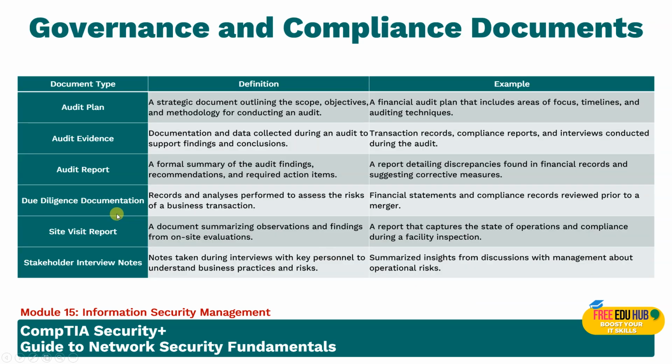Then we have compliance and governance documents. In that we have audit plan, audit evidence, audit report, due diligence documentation, site visit report, and stakeholder interview notes. So an audit plan outlines the objective, scope, and timeline for an audit. It serves as the roadmap for the audit process, with details like what would be examined, the methodologies to be used, and who will be involved in that.